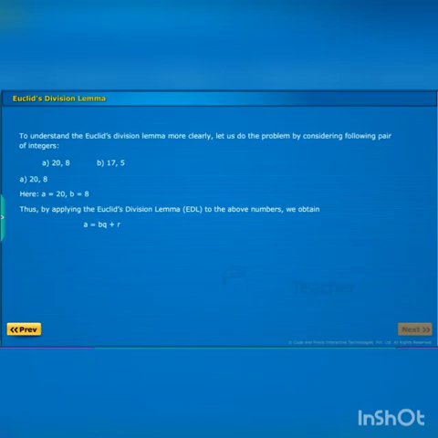Here we know that a is equal to bq plus r. So when 20 is divided by 8, we obtain quotient q as 2 and remainder r equal to 4. Substituting the obtained values of q and r in the above expression, we obtain both LHS and RHS equal.